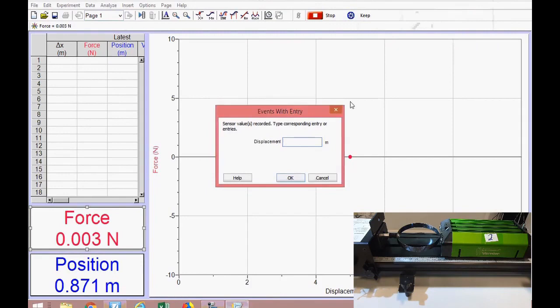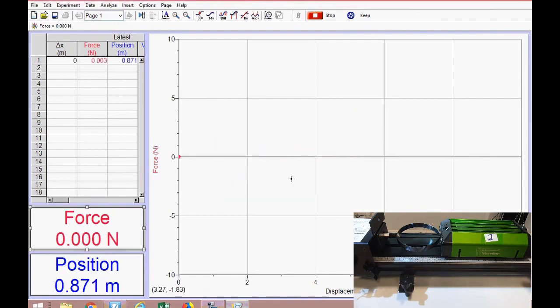I'm going to keep that value of the force. And that force is 0.003 Newton, and the displacement I enter here is 0. So you can see here the displacement is 0. I'm going to put OK. Now the system is running, and we are going to compress this spring by another 1 centimeter.